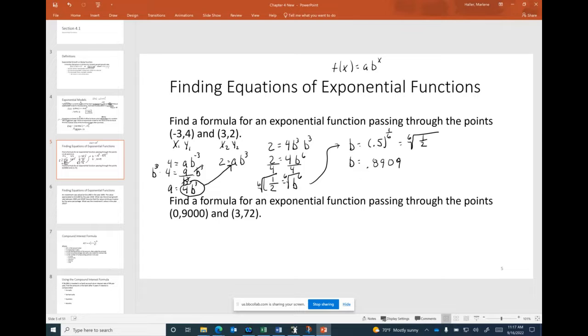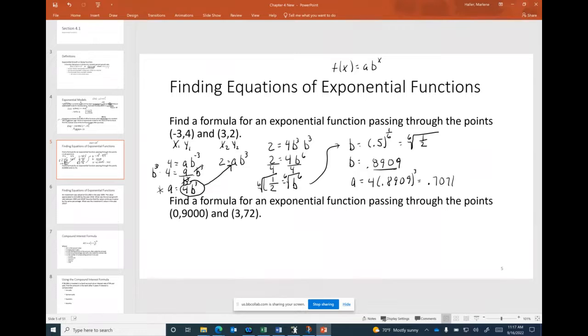So I can now write my model. I don't really know what a is, but since I know what b is, I can't quite write my model yet, but I can almost. I can solve for a. Now that I know b, I can plug that into this equation over here for a, and I can say that a equals 4 times 0.8909 cubed. My calculator will tell me what that is. It's 0.7071.